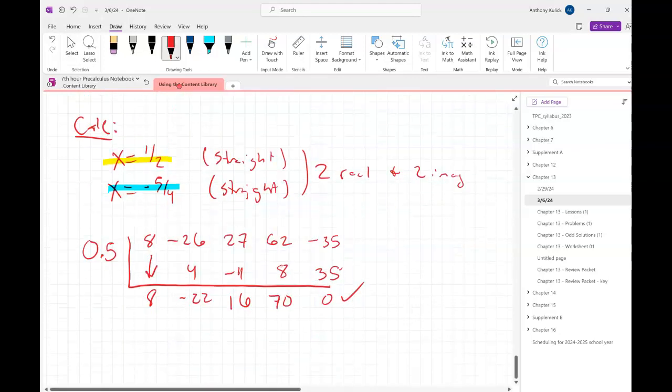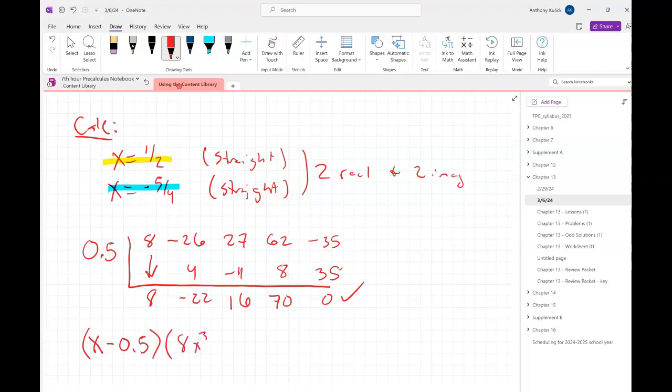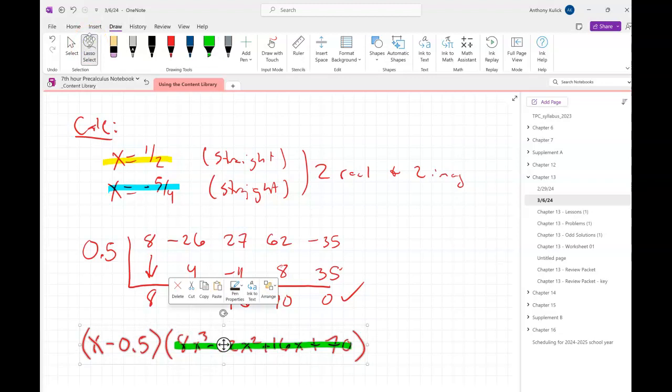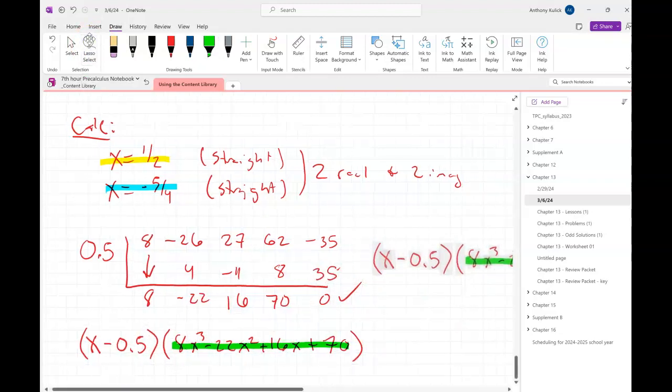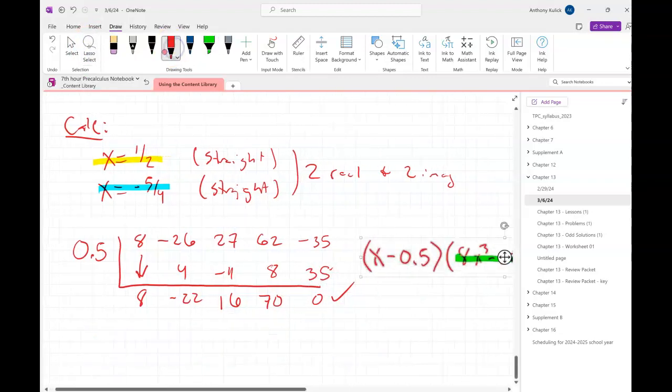Yay! So I have x minus 0.5 times 8x cubed minus 22x squared plus 16x plus 70. Ugh, what a bummer. Look at this. Can I do anything with that? I don't know how to factor that, right? That's not quadratic. What am I going to do there? Well, I got no choice.